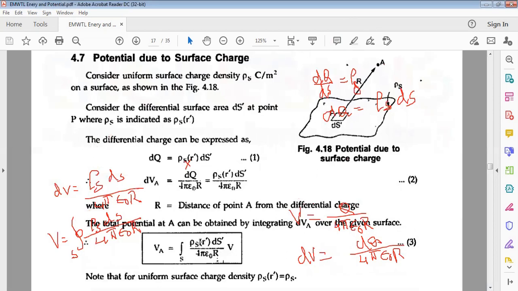No need to represent rho S of R dash like this. It's a uniform charge density, so rho S of R dash is equal to rho S. Got it? This is the potential due to the surface charge.